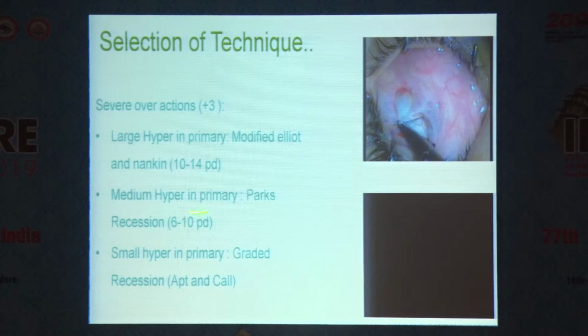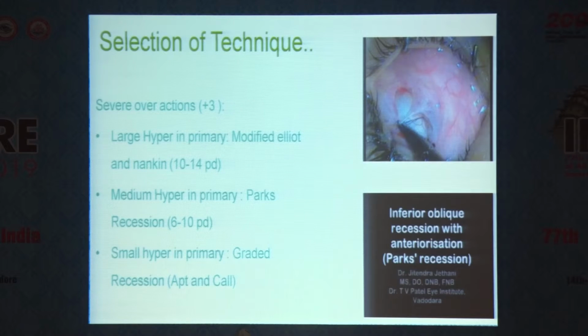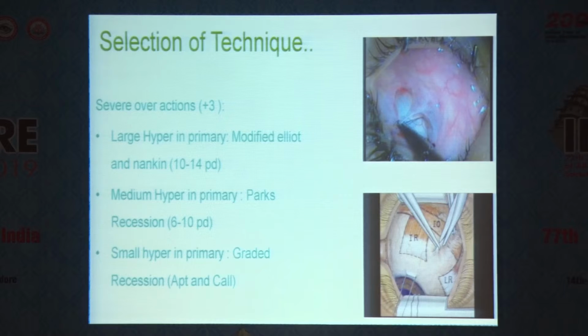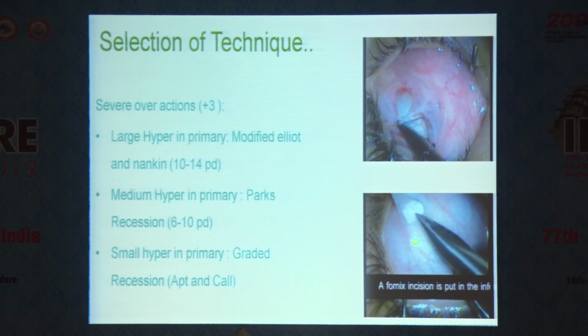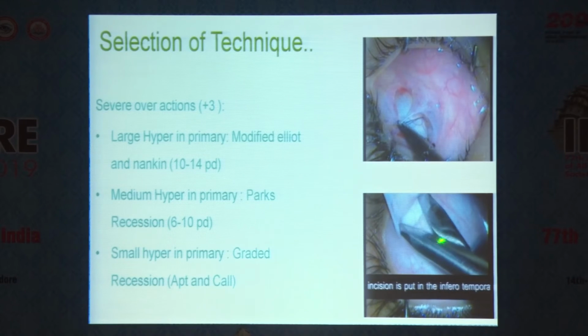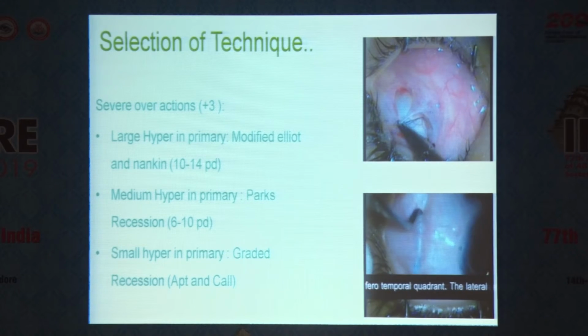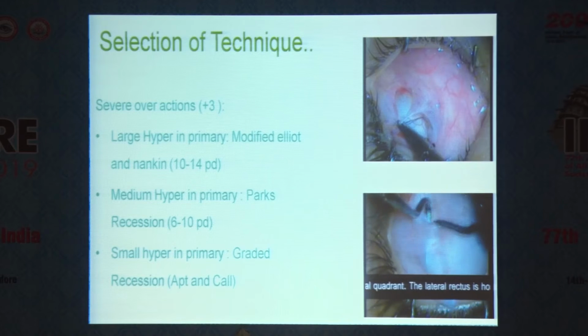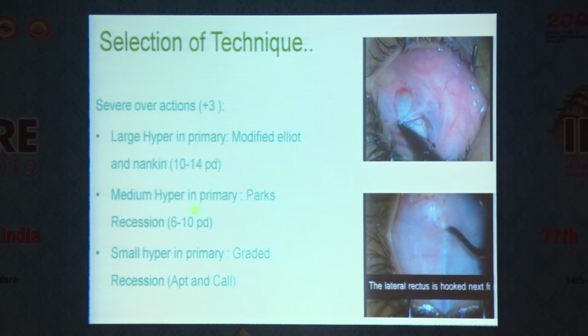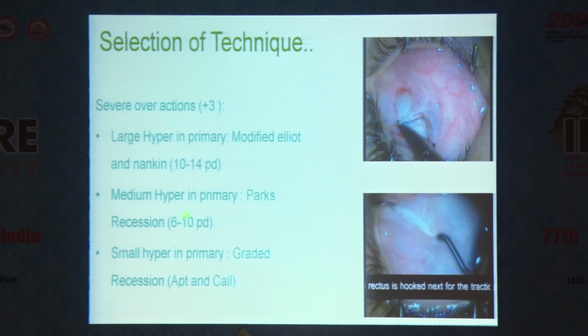So the next is when you don't have a very large infraoblique, when you don't have very large primary position hypertropia, we can do a Parkes recession, which is a recession with some effect in anterior positioning also. So it will pull the globe down and will do the recession. The scheme is very simple. You have to go 3 millimeters posterior and 2 millimeters temporal. There is no gradation in this. This would give an effective 10 millimeter recession and some anterior positioning. That some anterior positioning will take care of the moderate hyper in primary position.